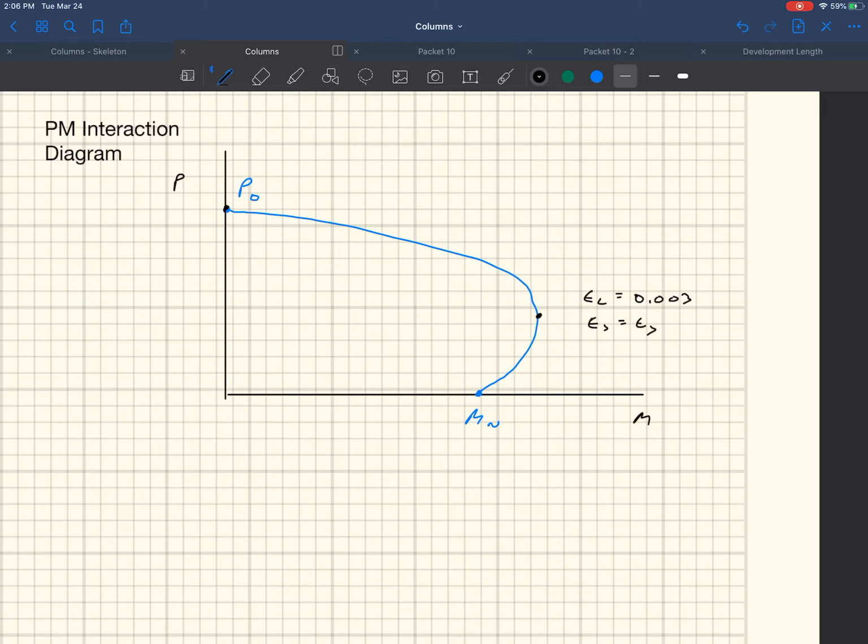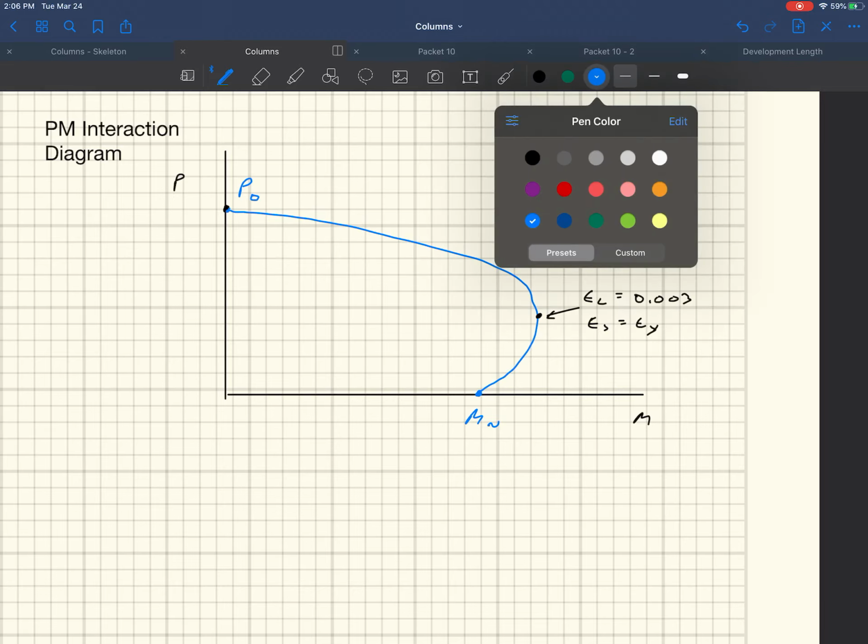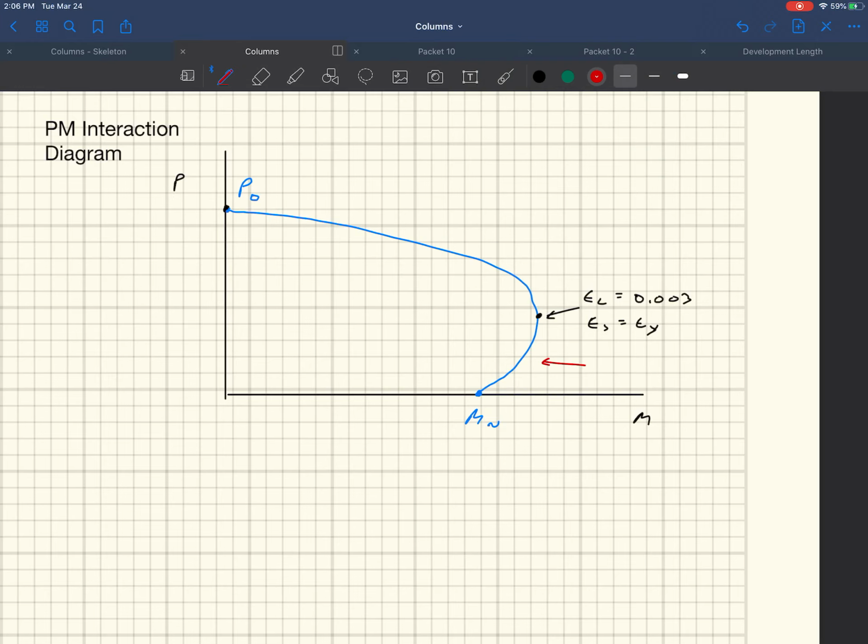Actually, what I had originally written was correct. In this particular case, the concrete crushes right at this point. Right where the concrete crushes, the steel yields at that exact same time. That's the balance point. And I always like to think about this as being here.